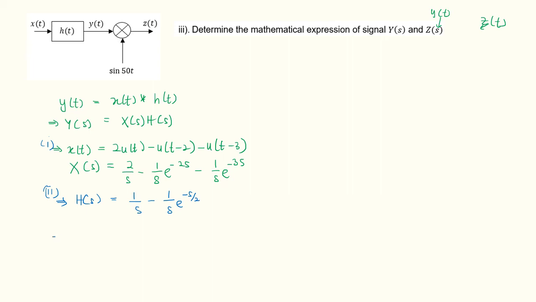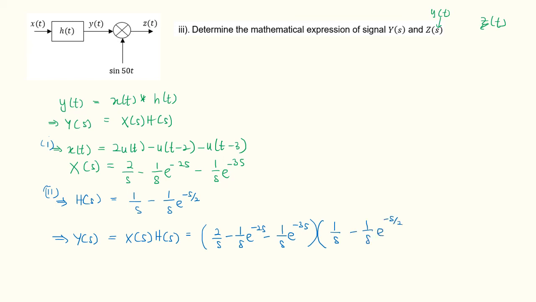Okay, so therefore your Ys equals Xs multiplied with Hs. You need to multiply both signals in the s domain. So it is equal to 2 over s minus 1 over s e to the minus 2s minus 1 over s e to the minus 3s, multiplied with Hs, 1 over s minus 1 over s e to the minus s over 2. Please expand the equation and solve for Ys.